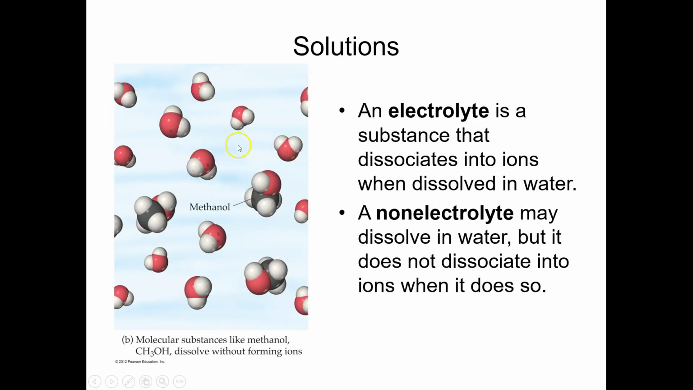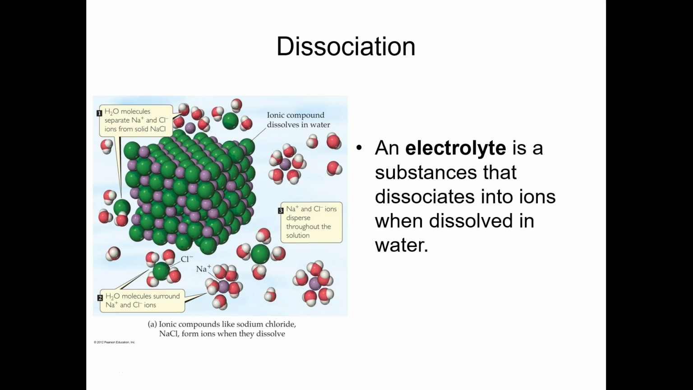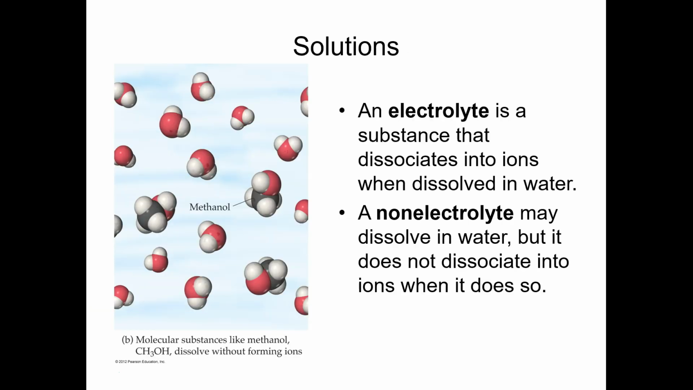The first slide was my definition of an electrolyte. Here's the textbook's definition of an electrolyte: an electrolyte is a substance that dissociates into ions when dissolved in water. Sodium chloride would be an example of that. A non-electrolyte is something that, although it dissolves in water, does not dissociate into ions. Methanol is our example of that.